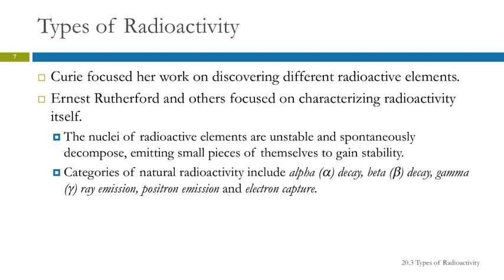So the nuclei of these radioactive elements are unstable, and they just fall apart, basically. They spontaneously decompose, and it's not like they crumble, but they spit out little tiny pieces, and in doing that, they become more stable. So there are different categories of natural radioactivity: alpha decay, beta decay, gamma ray emission, positron emission, and electron capture. And we'll briefly talk about all of those. The first three are named from the first three letters of the Greek alphabet. So this is alpha, beta, and gamma.